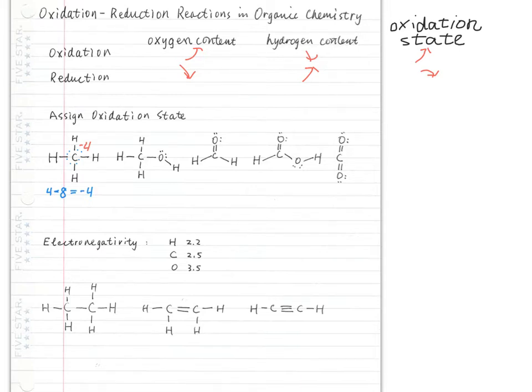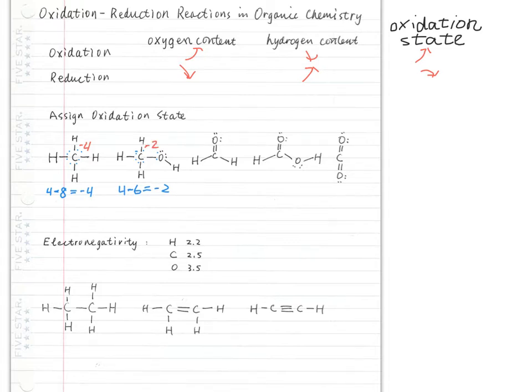When you have a carbon-oxygen bond, like what you see in methanol, because oxygen is more electronegative, the pair of electrons between carbon and oxygen will be assigned to oxygen, and therefore the oxidation state of carbon in methanol equals 4 minus 6, which equals -2. So in this case, the carbon has a -2 oxidation state.